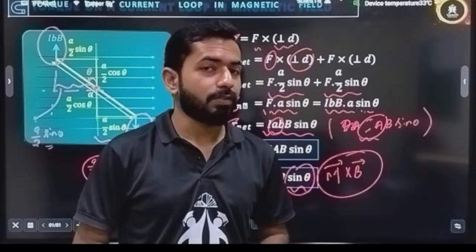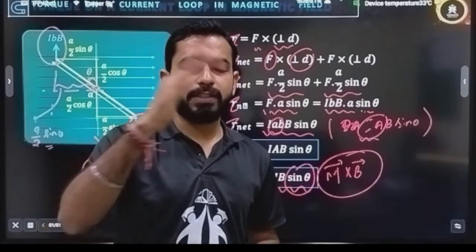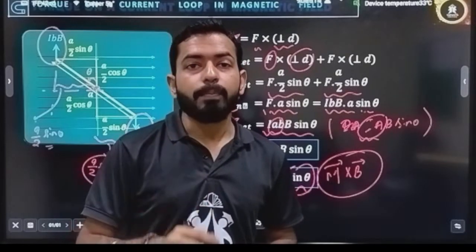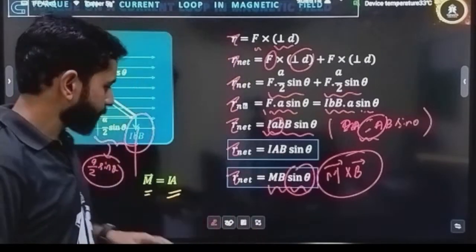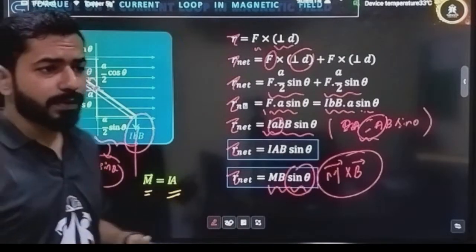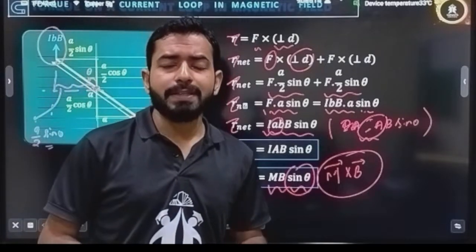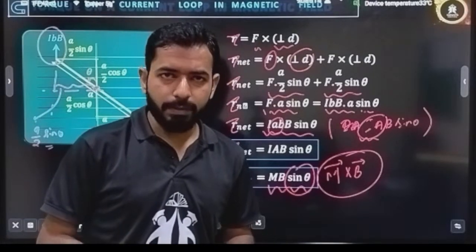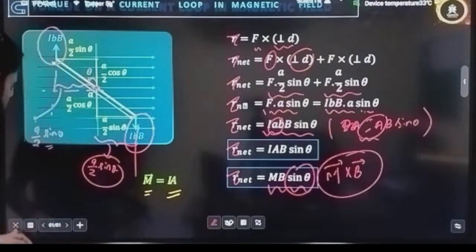I told you how to find the direction of M. Just curl your hand in the direction of current. The thumb will always give you the direction for M, magnetic moment. Clear? And if there are n number of turns, then what will you be doing? If there are n number of turns, just multiply your result with n simply. That will be the answer. Correct?